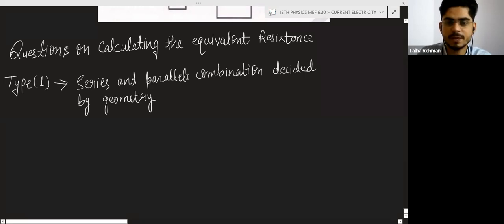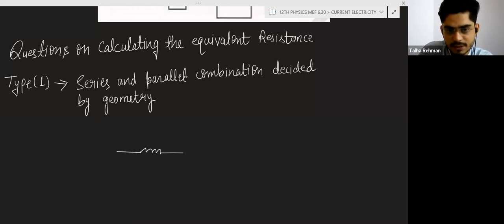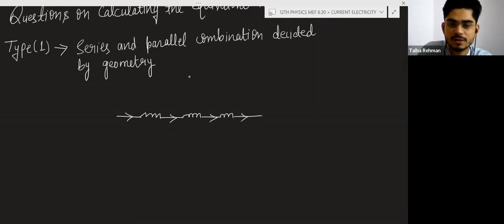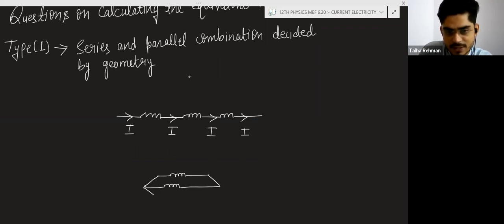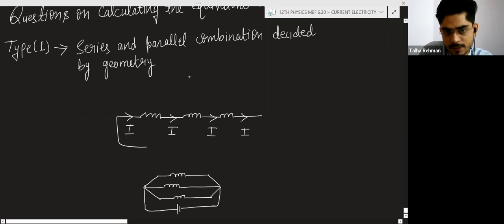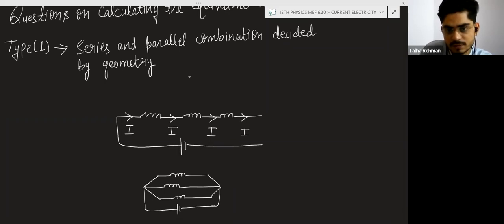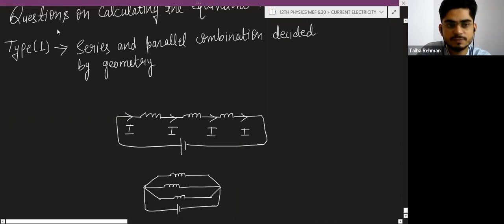Earlier we have discussed the series and parallel combination like this. If the resistances are connected like this, then they are considered in the series combination. This type of combination is series combination, and current is same throughout the resistances. And there is one more type, parallel combination, and parallel combination was like this. When the resistances are connected like this, the potential difference across each resistance is same. This was the parallel and this was the series we discussed earlier. But today we will discuss some different types of networks.